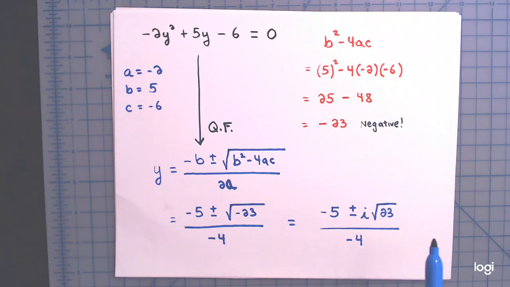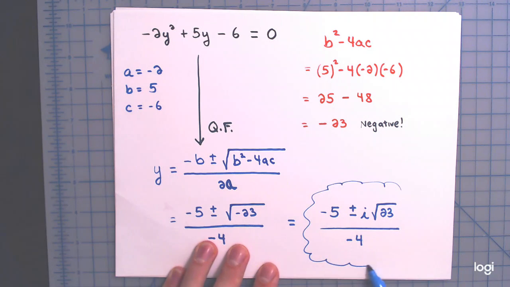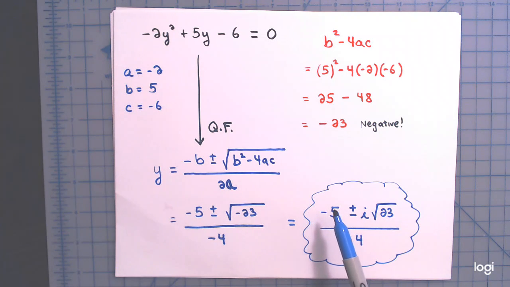It's just very often you'll see that most textbooks, they won't like having a negative number in the denominator. Again, this isn't wrong, right? There is nothing wrong with this. I will circle it. So my two solutions are negative 5 plus i times the square root of 23, all divided by negative 4. And my other solution is negative 5 minus i times the square root of 23, all divided by negative 4.